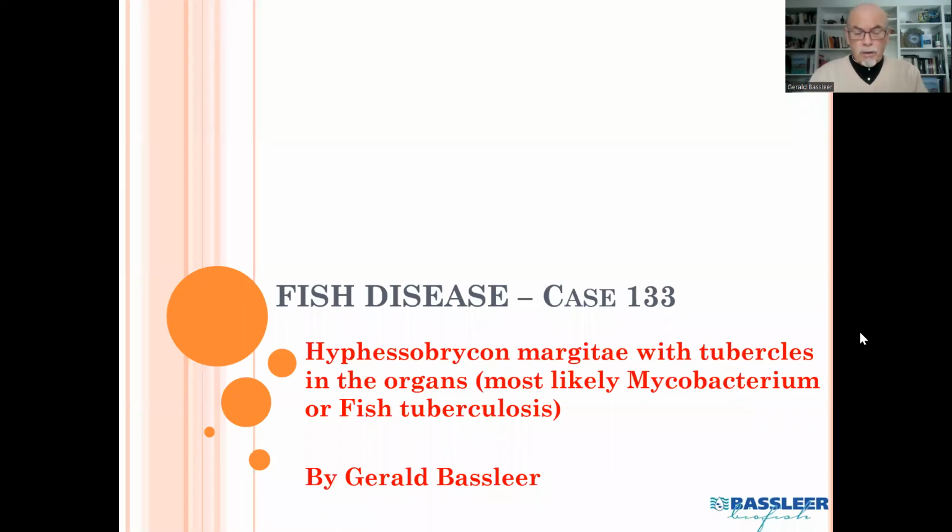Well, in general, we could conclude that we could find tubercles in the organs. It was a Hyphessobrycon margitae, and it is most likely Mycobacterium or fish tuberculosis, although only a laboratory can confirm this if you send it to the lab.